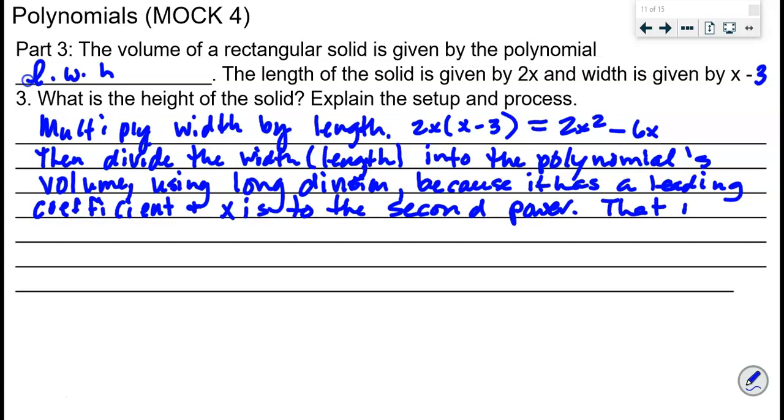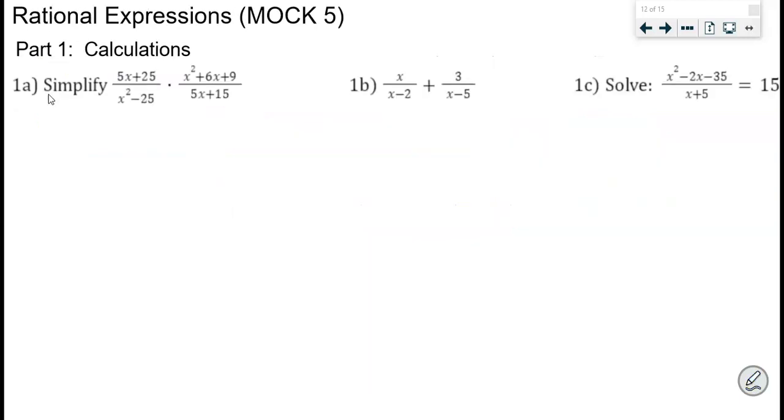That is how we find the height. Okay? And if this question is given to you on the test, then it's going to actually give you that equation, y'all. Not make you explain it without it. Okay, so this is Mach 5. This is the test we just took, and we're going to calculate these.